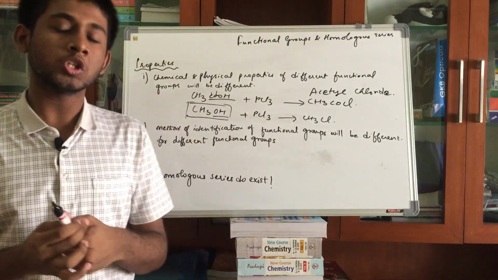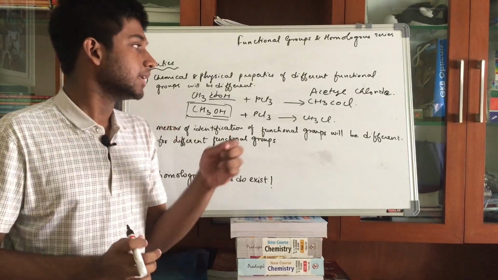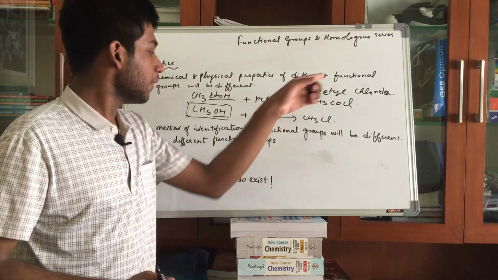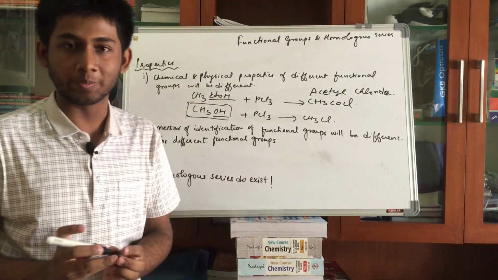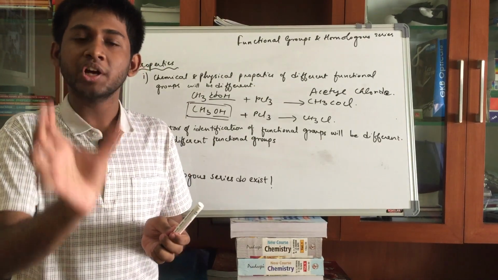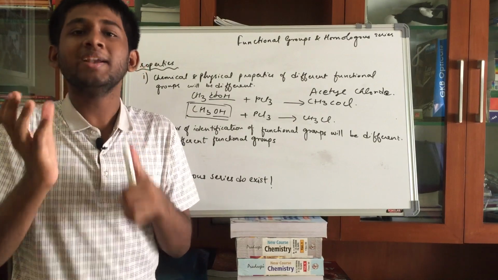Chemical properties will also be different for different functional groups. So this is the first fact. The second fact says that the method of identification of a functional group will be different for different functional groups. Like for instance, to identify that a compound has a certain functional group, let it be X or Y, there's a chemical test for it.